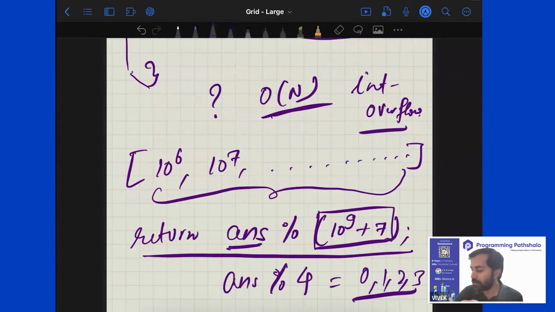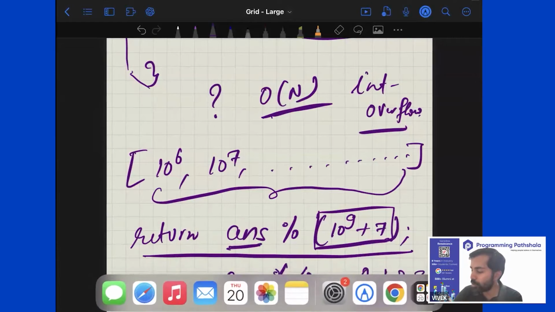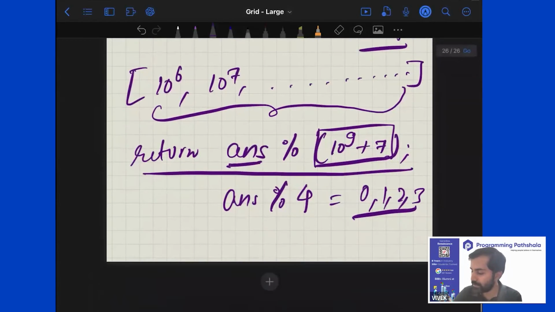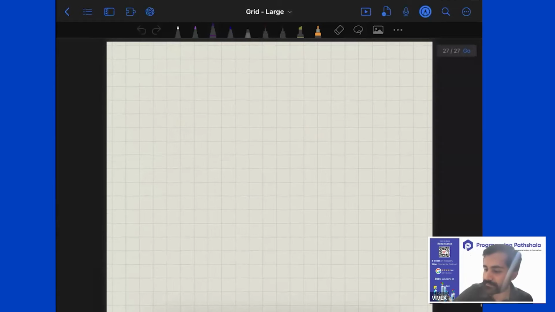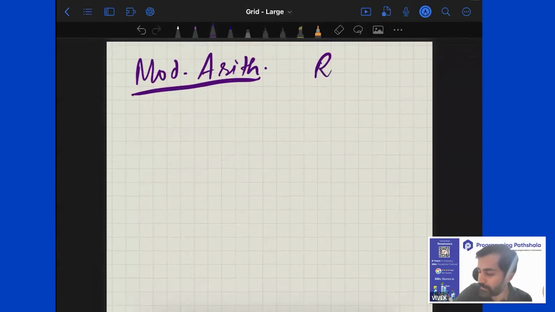So see, here we will have to use modular arithmetic, right? How many of you are aware of modular arithmetic, what it is? That is another prerequisite for coding it. So I'll touch base upon the rules of modular arithmetic. We will not dive deep into the proof of those rules, but I'll tell you what exactly modular arithmetic is and what the utility of it is.